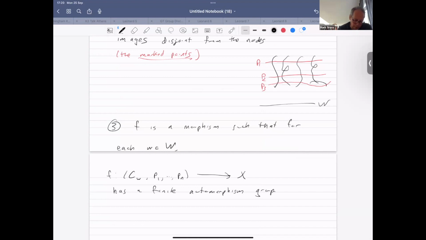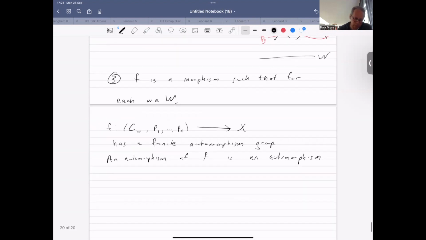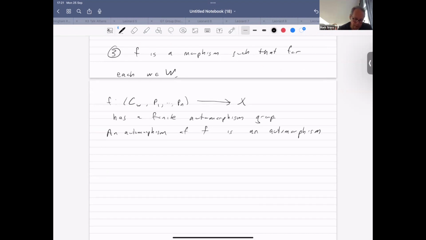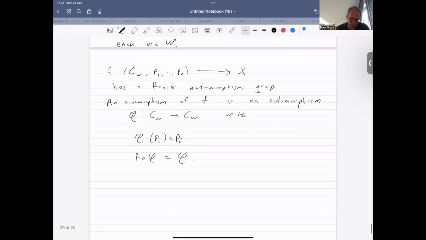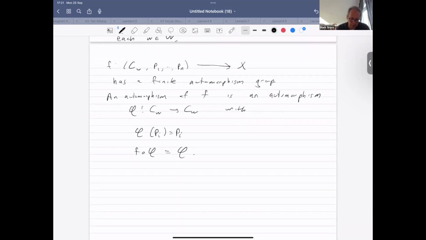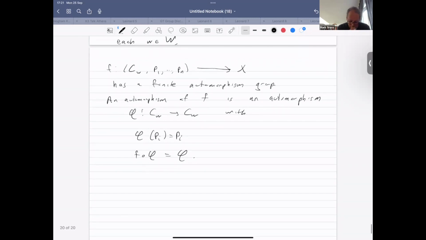And what's an automorphism of such a map? An automorphism of F is an isomorphism phi from CW to CW, and it should preserve the marked points, so phi composed with pi is equal to pi, and it preserves the map F, so F composed with phi is equal to F. Okay, so this group should be finite. The set of automorphisms should be finite.